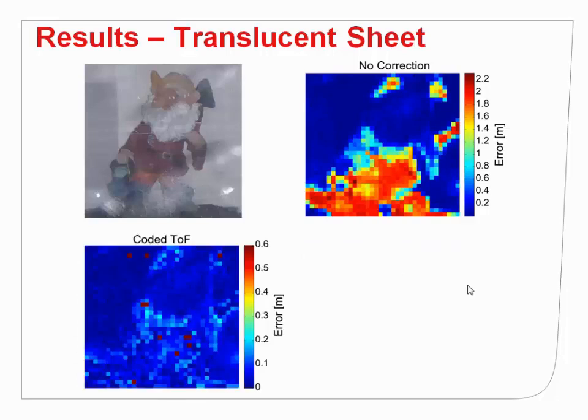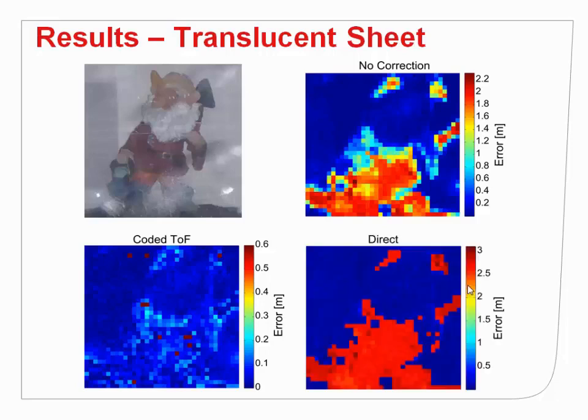Again, this is what you get when you use the coded time of flight. Nearly all the pixels are reduced below 10 centimeters. However, you do get some erroneous pixels that don't compute to the right depth. However, when you use direct and global separation, the error actually increases. This is because the forward model for the direct and global assumed a diffuse forward model, and in this case we have a specular forward model. They actually have a specular return. So the forward model is wrong, and therefore it doesn't produce the right result.